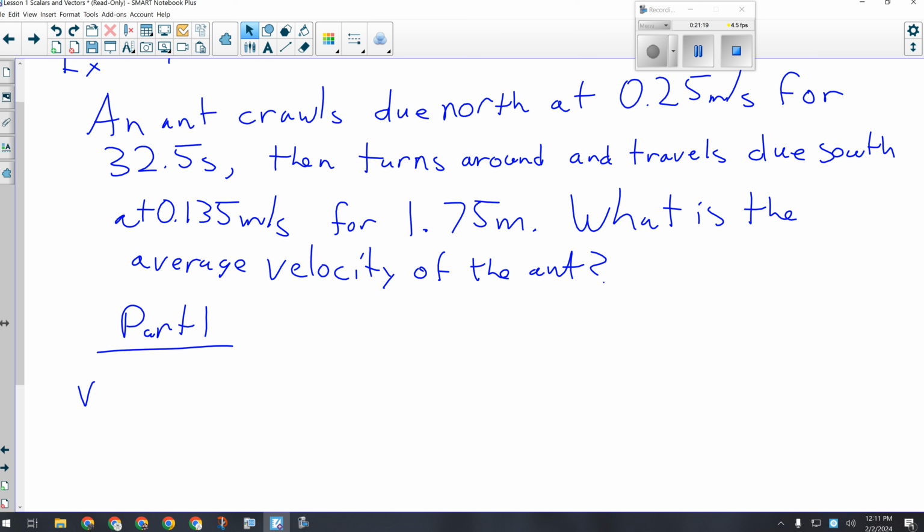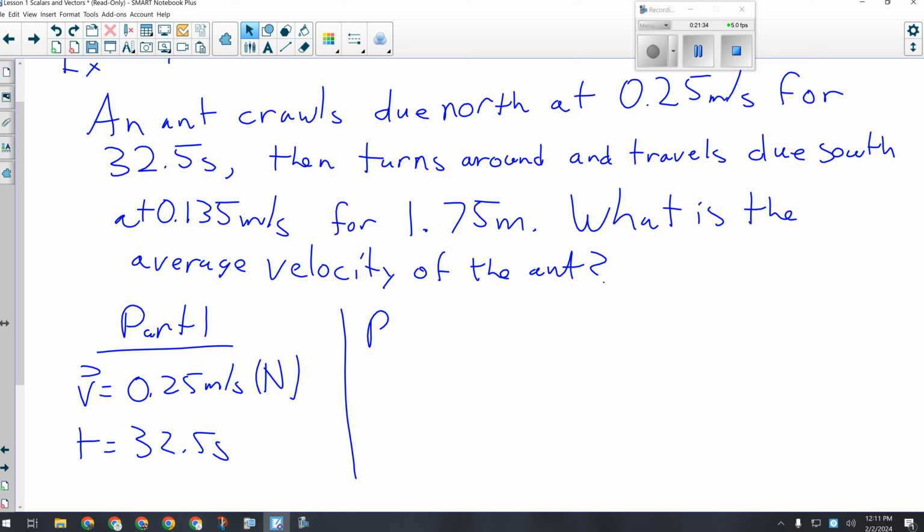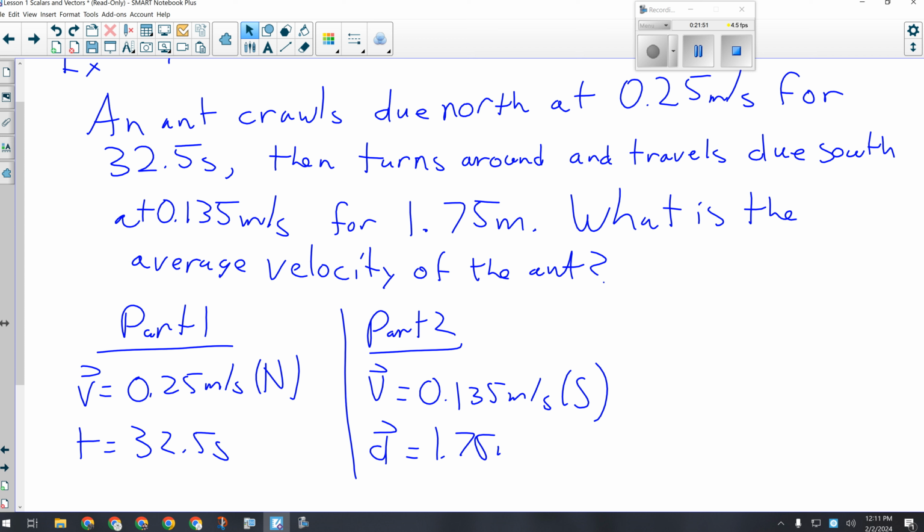Okay, and in part one, we know that the velocity of the ant is 0.25 meters per second north. Okay, and we know that the time is 32.5 seconds. Okay, in part two, we know the velocity of the ant is 0.135 meters per second south, and we know that the displacement is 1.75 meters south.